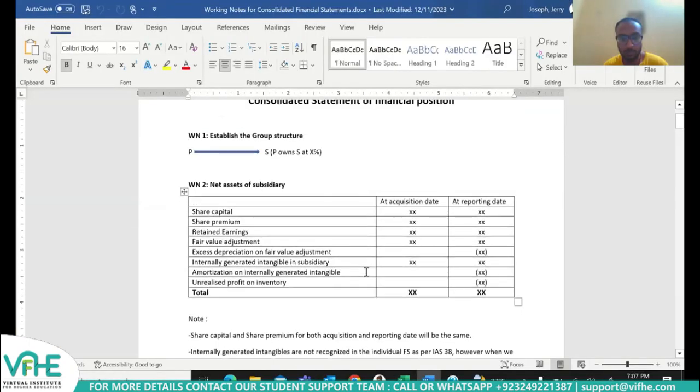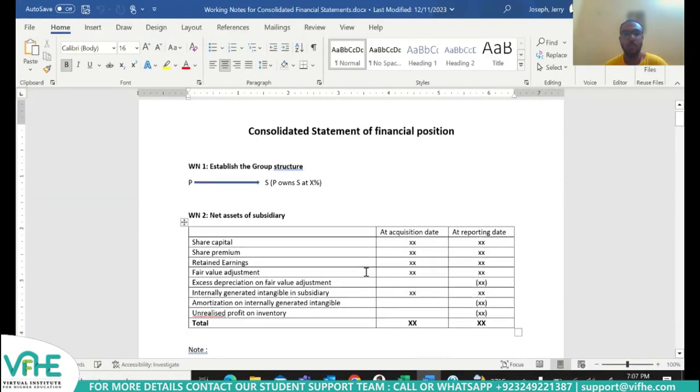Give me a moment. Let me share my screen. Okay, guys. So, consolidated statement of financial position. I hope you guys can see my screen. Can you give me a yes if you can see my screen? Yes, I can see your screen.